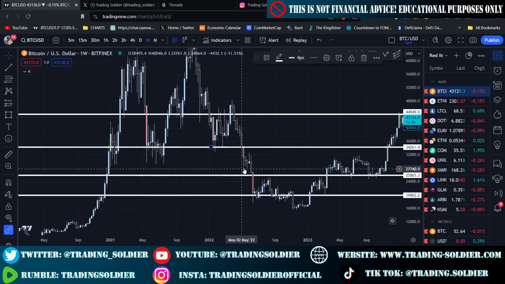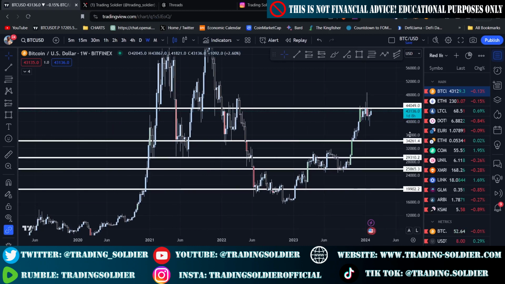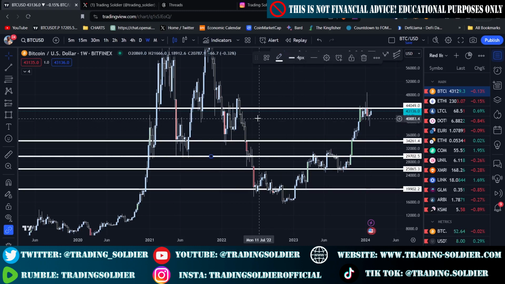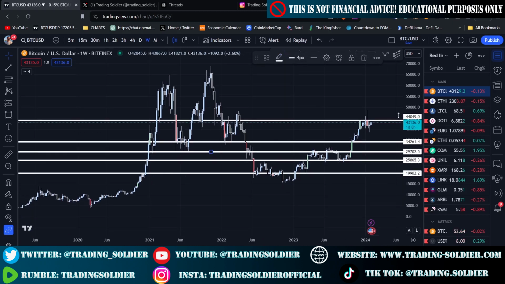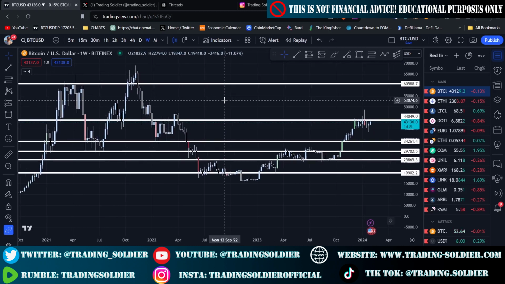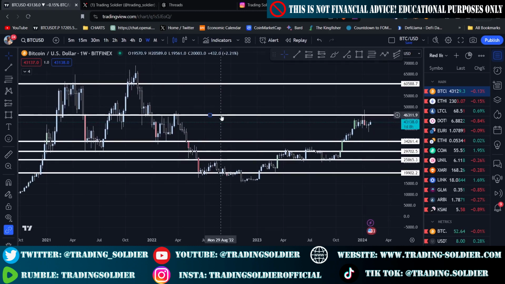This was support, then flipped as resistance, then was pierced. Then again, one rejection here, one rejection here, one rejection here. You need to search for candle rejections. So these are the main levels that I see as resistance in the weekly time frame. And these are major levels of support and resistance.